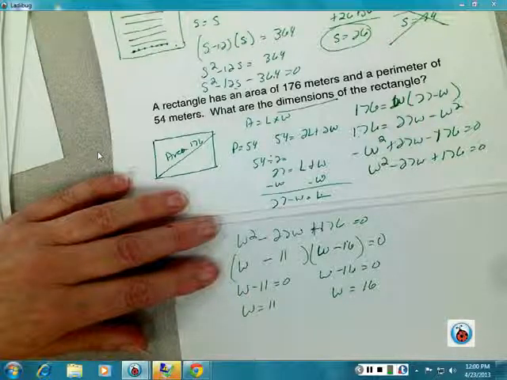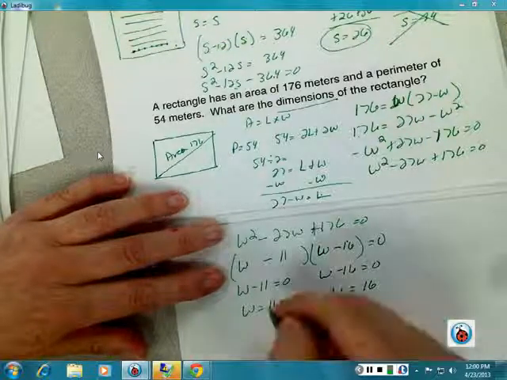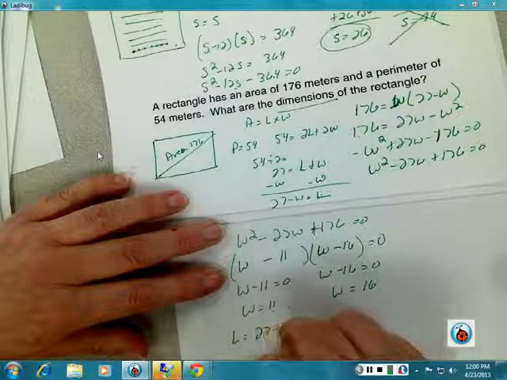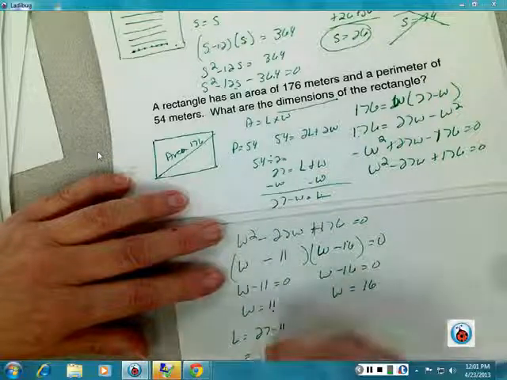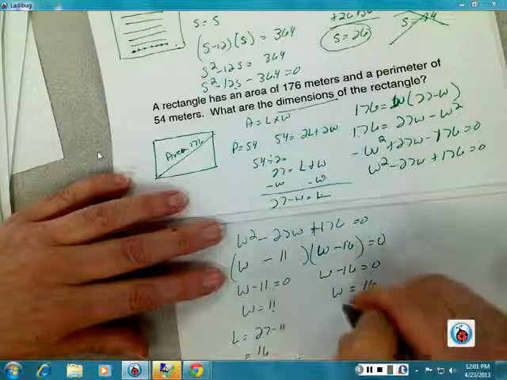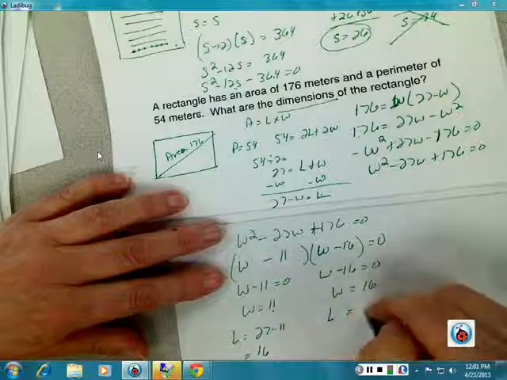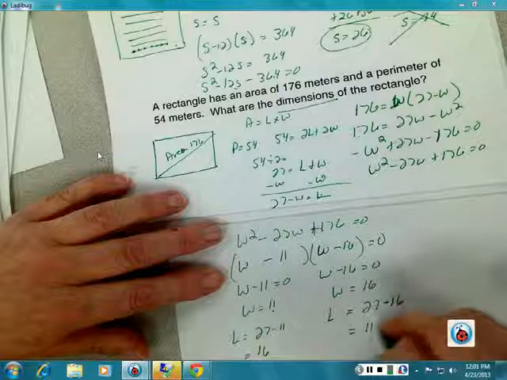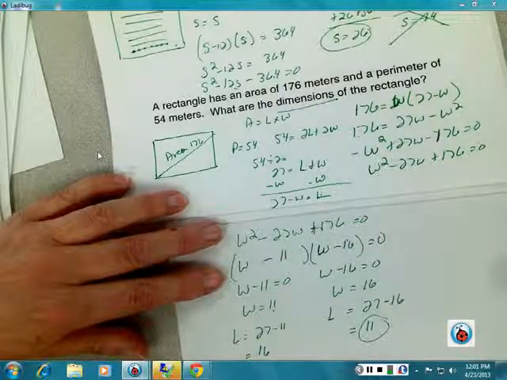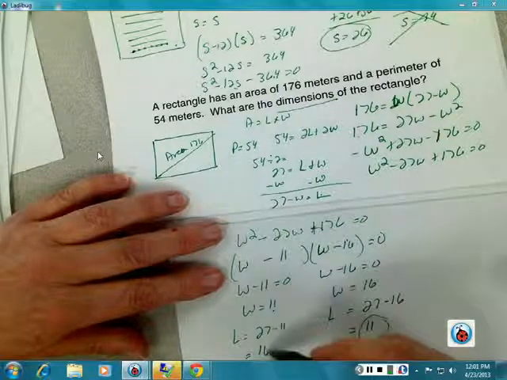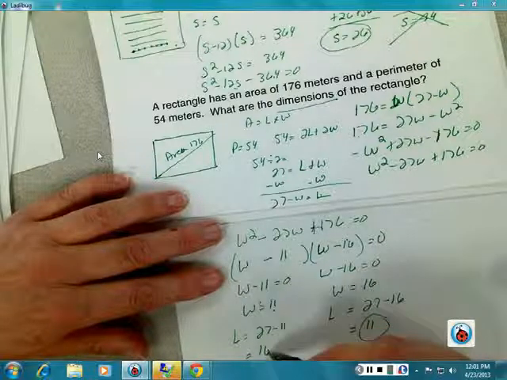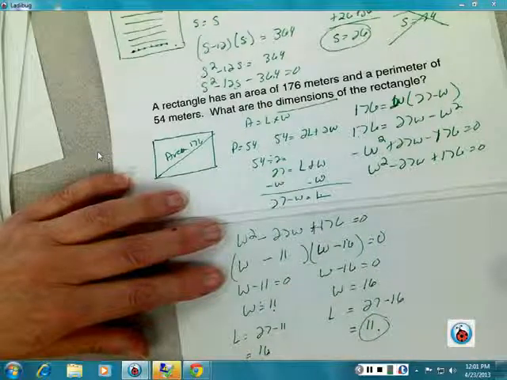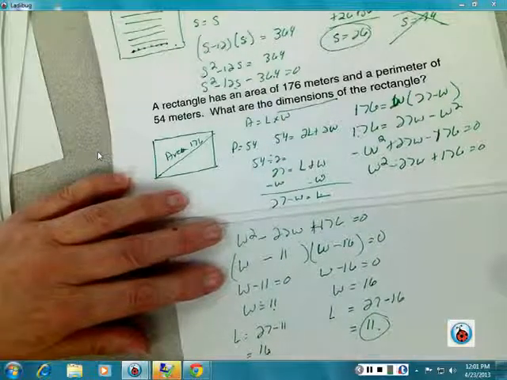So if W is 11, then for the length, that's 27 minus 11, so my length could be 16. If I work the length in the second one, it could be 27 minus 16, or it could be 11. So I have all the possible combinations there: 11 and 16, width and length, and width being 16 and length being 11. And so that becomes my solution to this one.